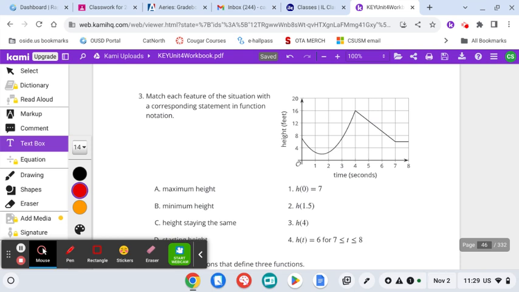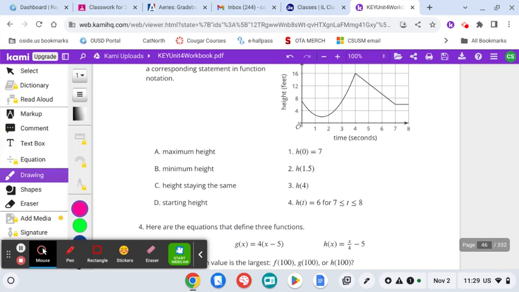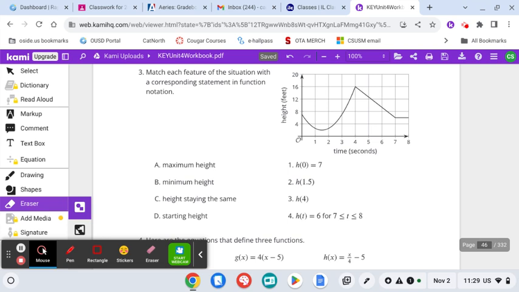Next is a matching. Match each feature of the situation with a corresponding statement. What is the maximum height of this graph? Remember that the max is the peak or the highest point. So where is that represented? So you can just go draw a line at the highest point.